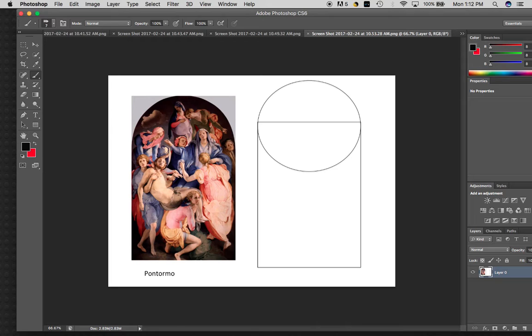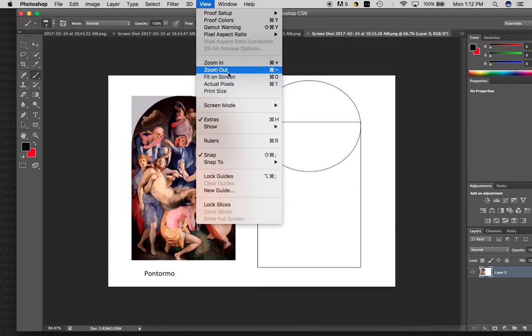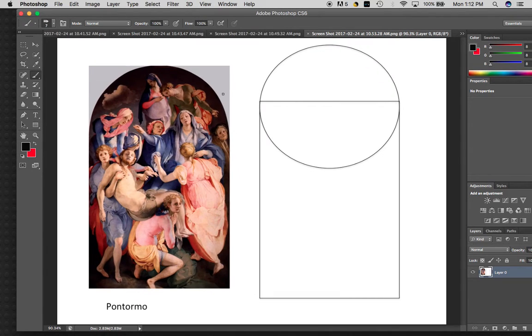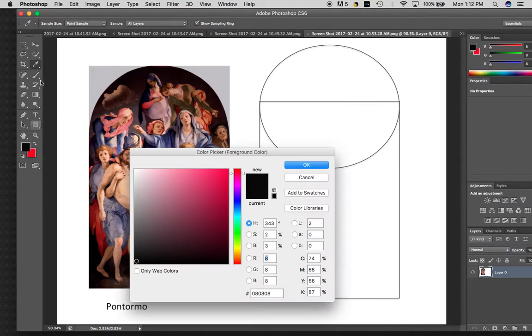All right, so let's take on Pontormo here, and let's look at what's going on in this direction. So we'll fit him in. So I've got this more half circle, half rotund composition that Pontormo is famous for. So let's take a look and see what he's done here in his composition.